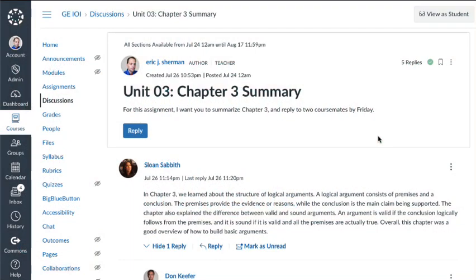We've all seen discussion assignments structured like this. Summarize Chapter 3 and reply to 2 classmates by Friday. It's standard across higher education, but it's also a big reason online discussion boards often feel like an exercise in compliance rather than learning. Look at what happens here.